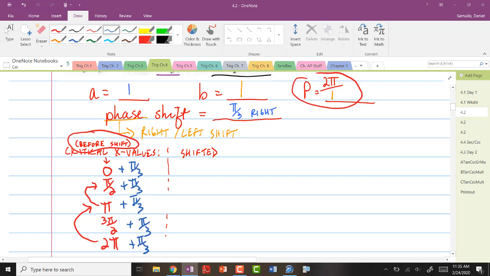All right, 0 plus pi over 3 is easy. What do you need for pi over 2 plus pi over 3? Common denominator. Times 3 times 2. What do you end up with? 3 pi over 6 plus 2 pi over 6 is what? 5 pi over 6.